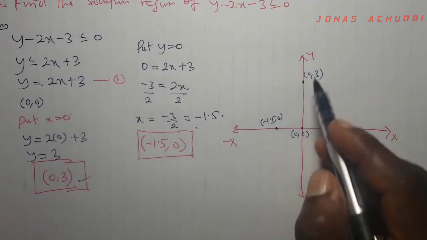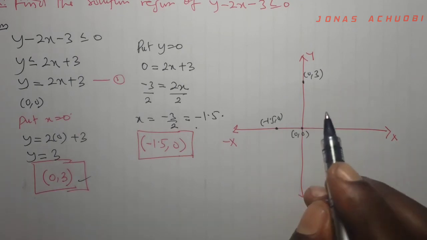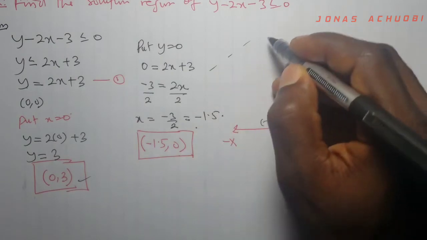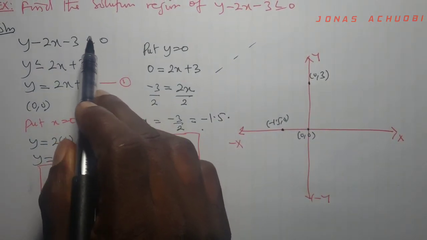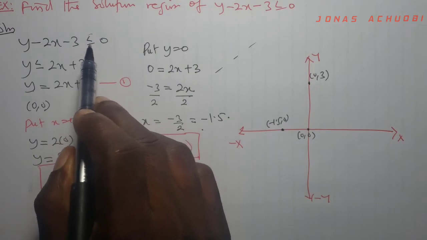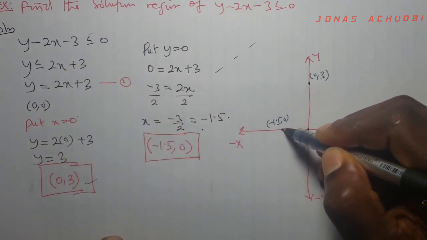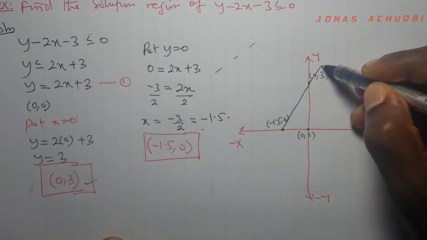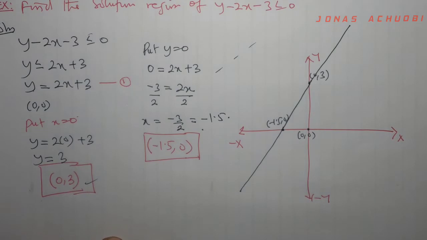The next step is for us to join the two points. However, we must be careful. We must ask ourselves, are we to join the two points using broken lines or unbroken lines? We check the nature of our inequality. That's what tells us. So our inequality here is not strict. It's less than or equal to. And when we have this kind of inequality, we join the two points with unbroken lines. So we join with unbroken lines. And of course, we can stretch this line beyond those two points to any length.